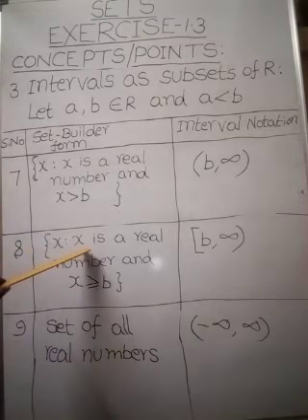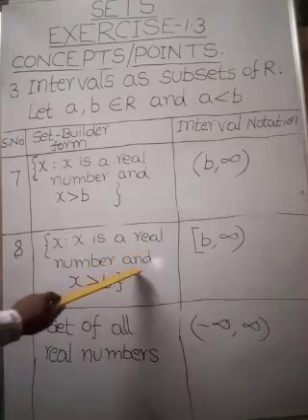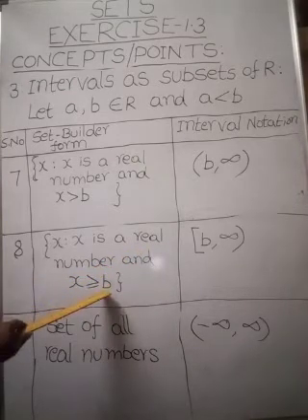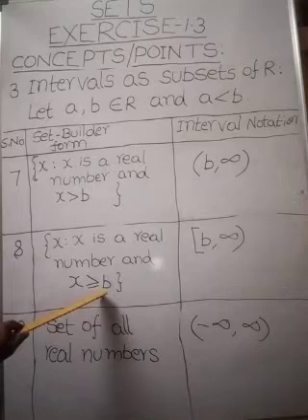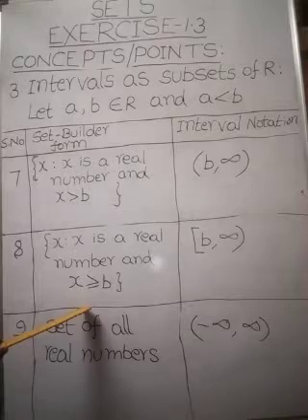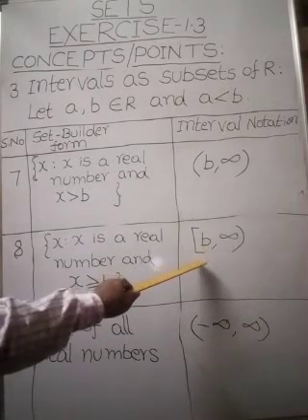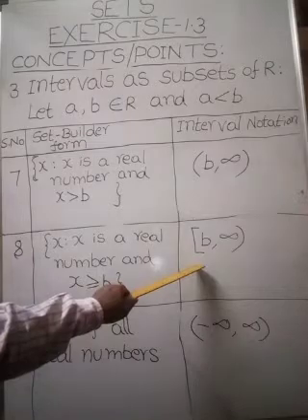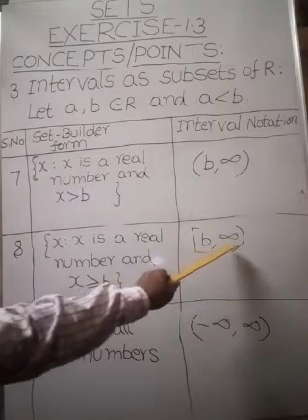The set of all x such that x is a real number and x is greater than or equal to b. Here, greater than or equal to b means b is also an element in the set. In that interval, b is also included. So we denote that interval in this form: closed interval b comma infinity.